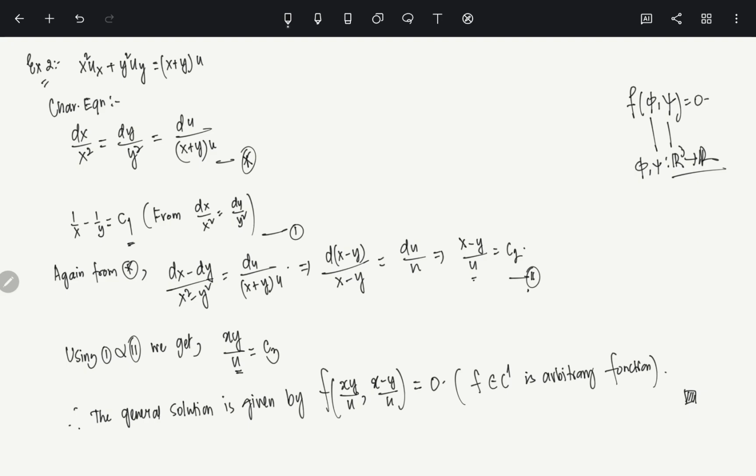So with this, we are going to end this lecture. In the next lecture, we'll look at more such equations and how to solve those equations given an initial data. Thank you.